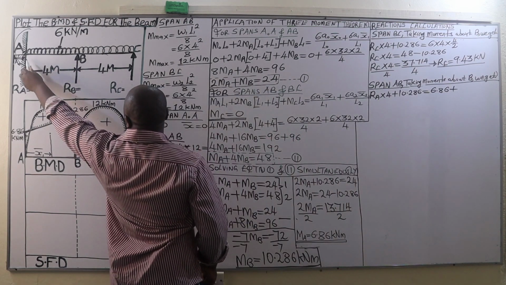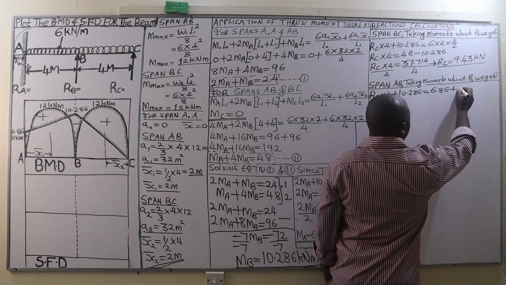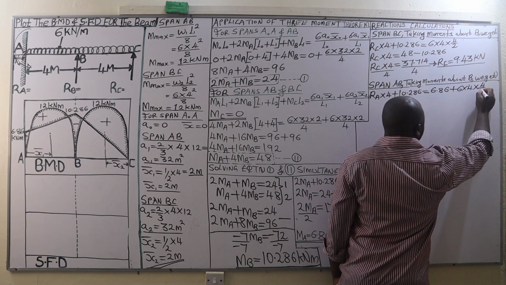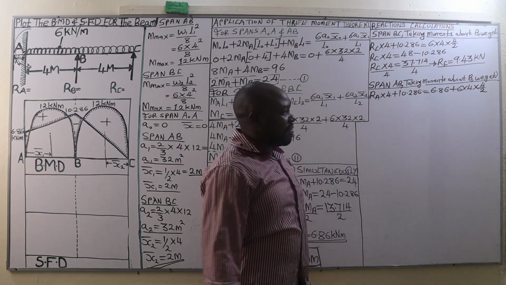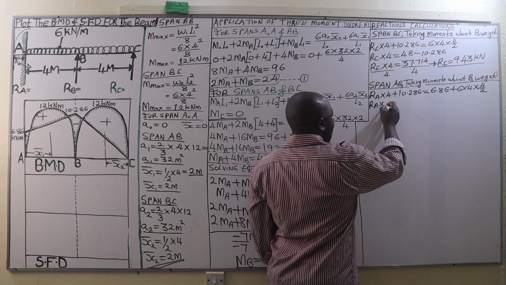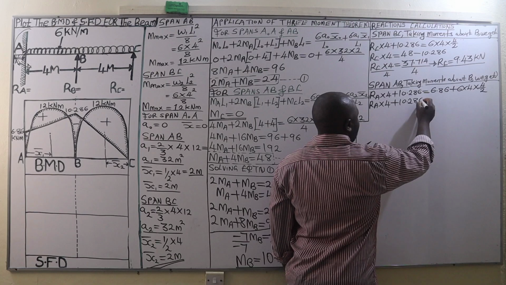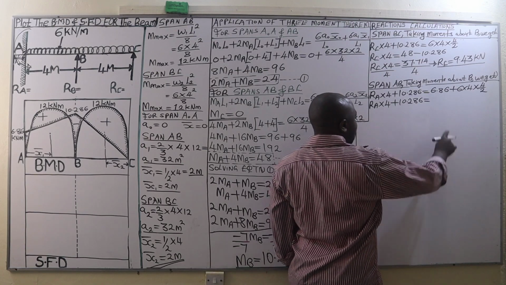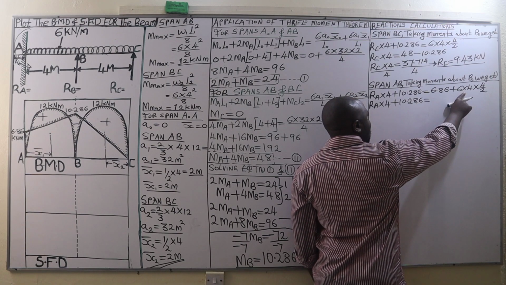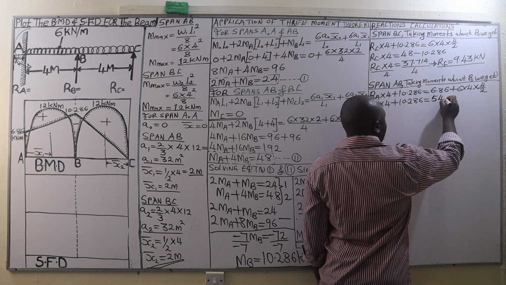Between the span A and B, we have a UDL of 6 kilonewtons per meter. Convert it to a point load. We multiply it by the span over which it is distributed, which will act at the midspan of A and B, that is 4 divided by 2. And this is going to be RA times 4 plus 10.286 being equal to 6.86 plus 48. That is going to be 54.86.